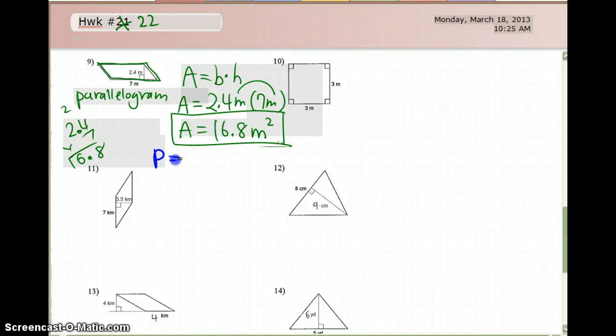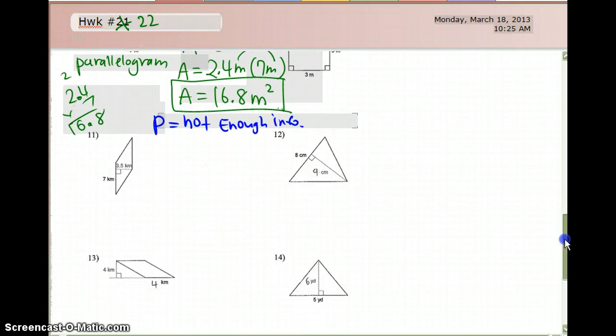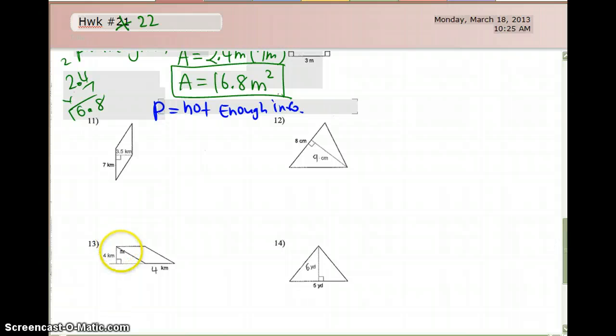The perimeter, I need the slanted part right here, but it doesn't tell me what it is. So not enough info would be the perimeter for number 9. And I hope that we'll be able to work out the rest. Just maybe want to highlight on number 13 that this is the shape here, which is not a triangle, so it's definitely a parallelogram.